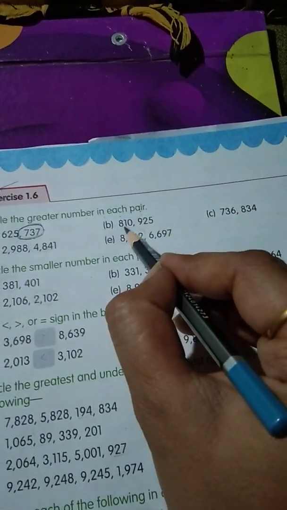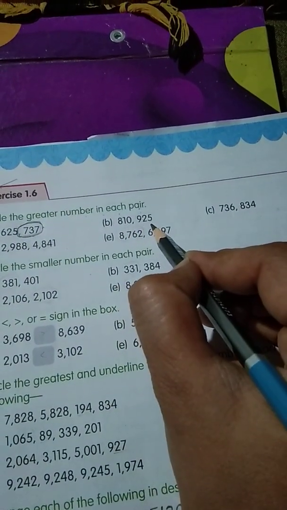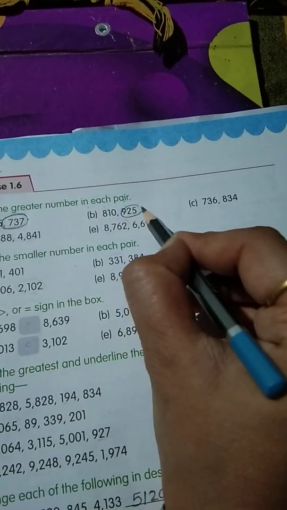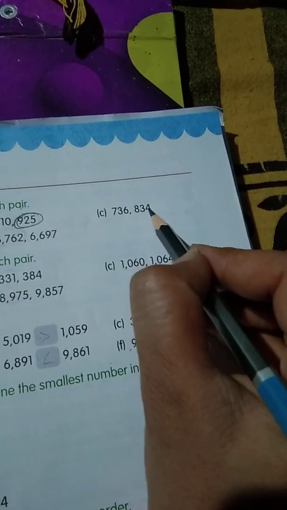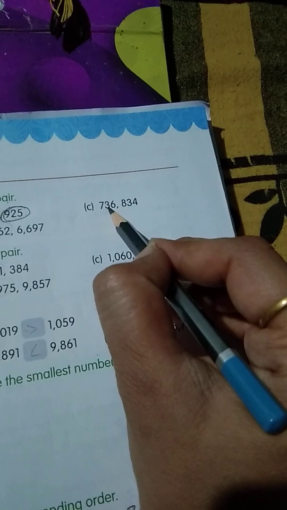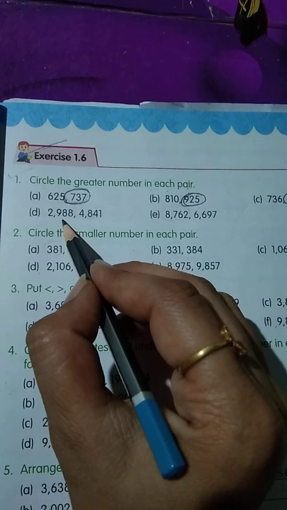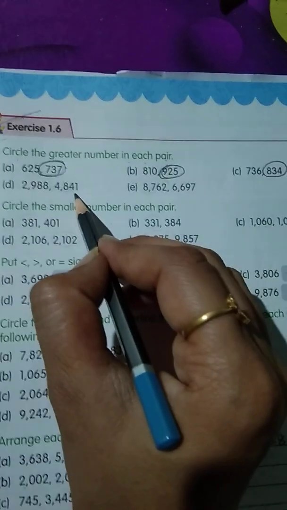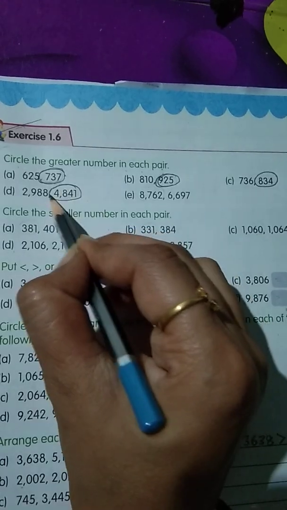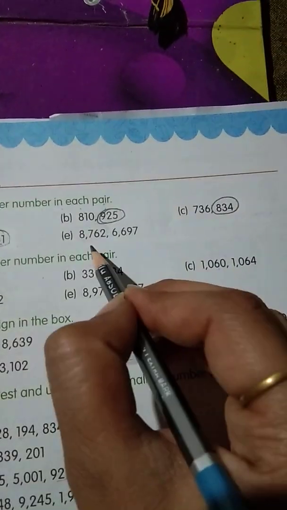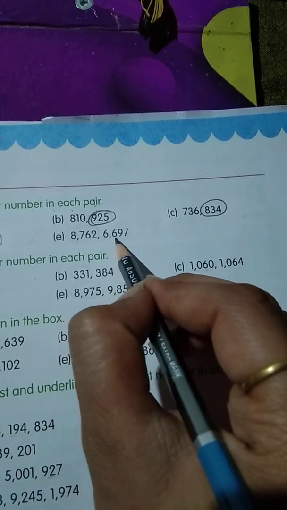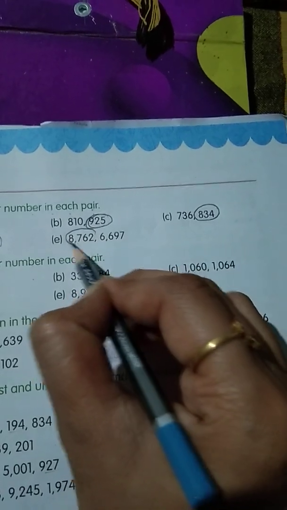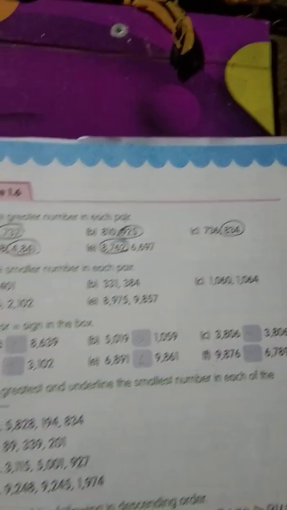B, 810, 925. Tell me the greatest one. This one. Okay. C, 736, 834. So tell me the greatest one. This one. No, this one. Okay. Now 2988, 400841. So 400841 is greater. Okay, and here are 8070, 8007, 6697. So this one. Okay.